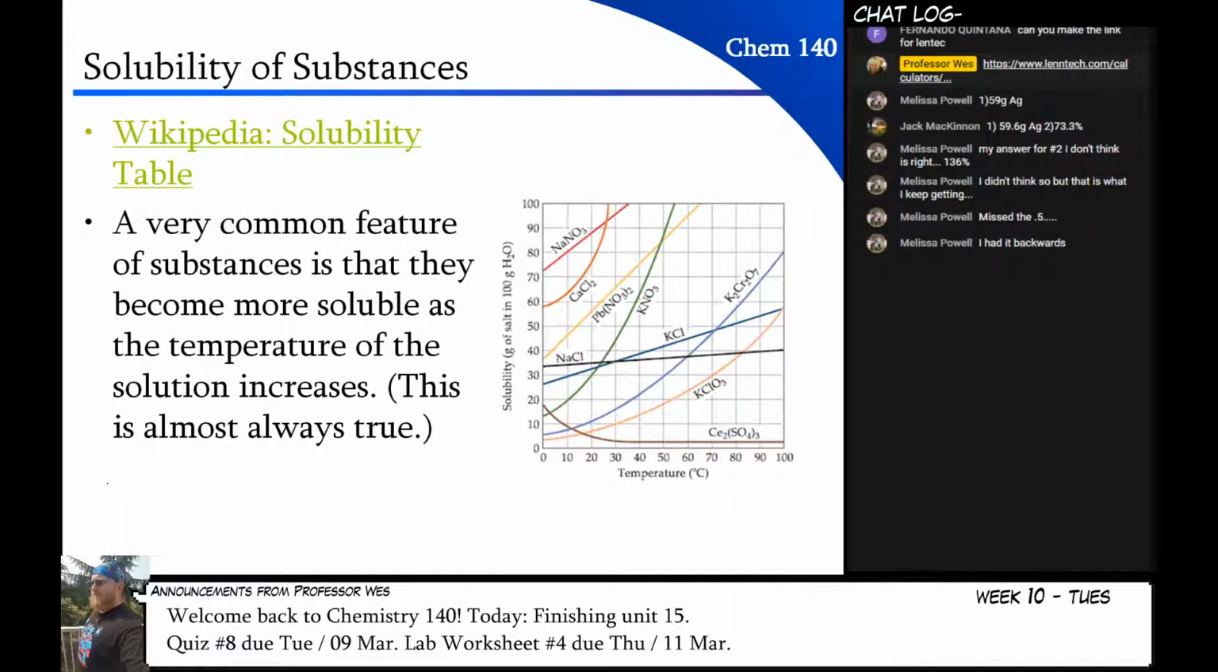We can do some interesting things if we can play around with the temperature and how much is in solution. We'll talk about that when we get to supersaturated versus saturated and unsaturated.